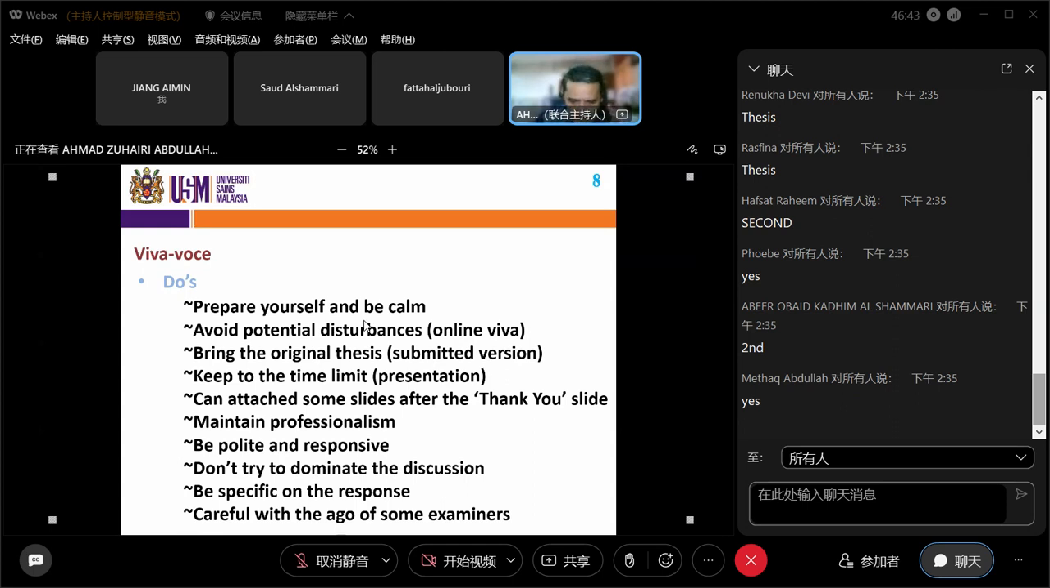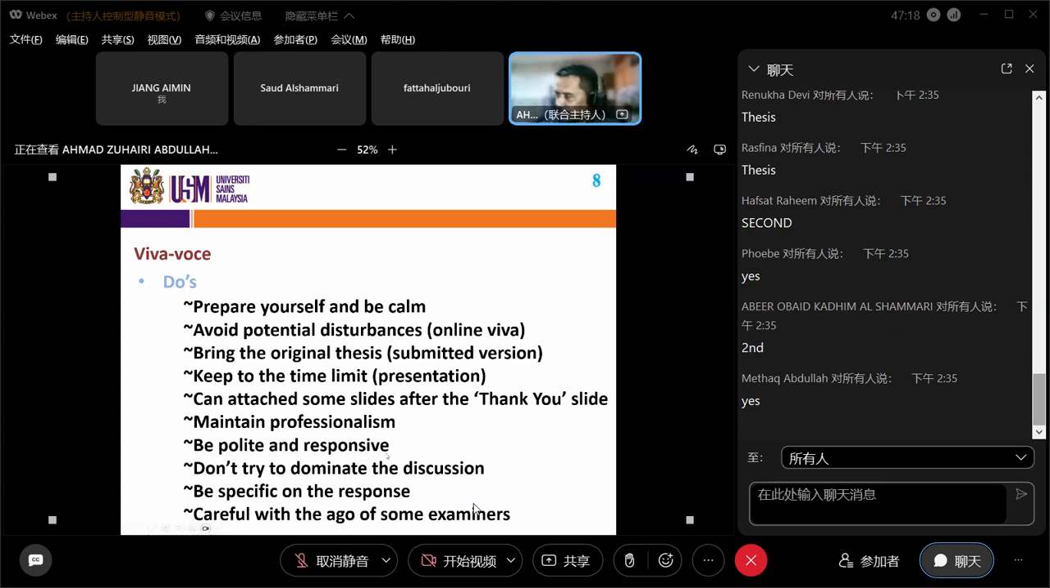So try to be a bit selective to decide suitable information or slides that can show that your work is significant, your work has certain scientific and academic value. All right, just be limited to those kinds of information. The rest they have seen actually in the thesis. So why worry? Need to be a bit professional, be polite and responsive. Okay, polite, of course. Don't be so arrogant. Don't be so aggressive.